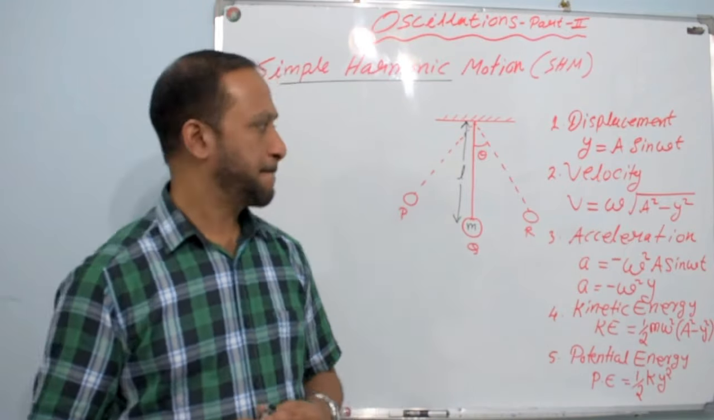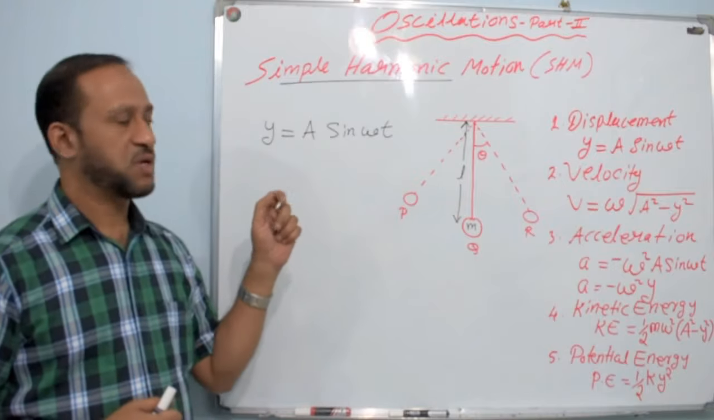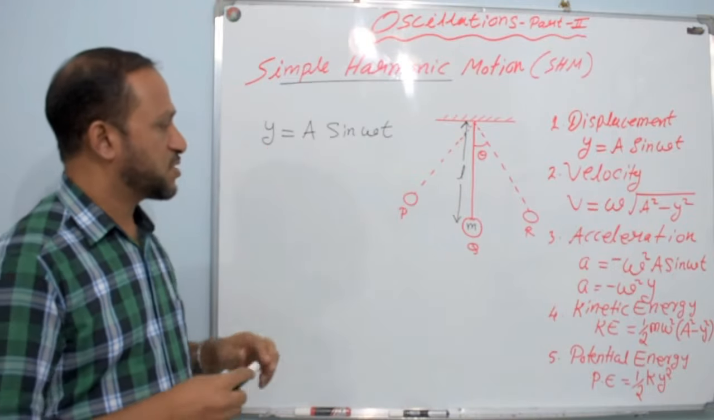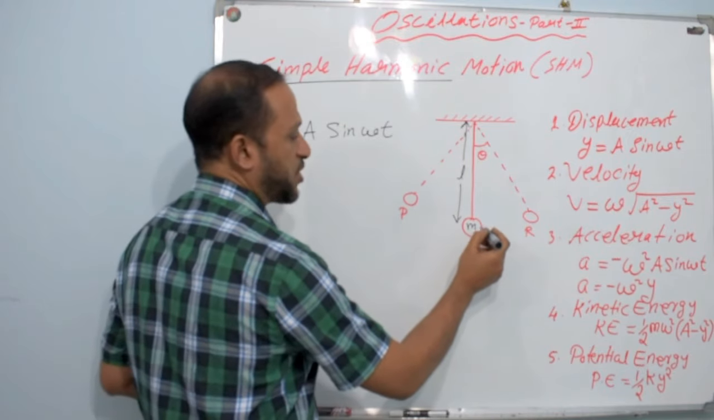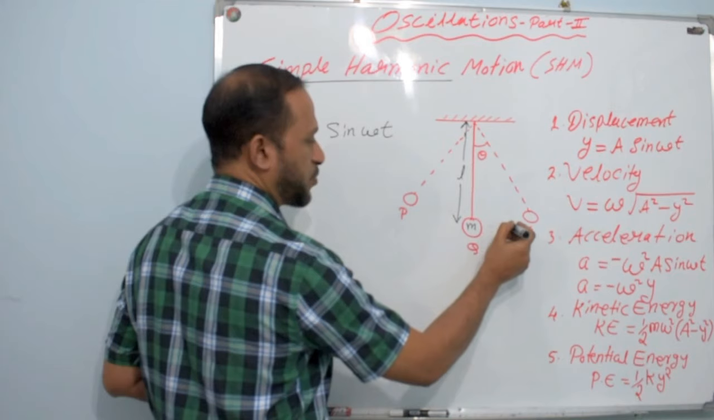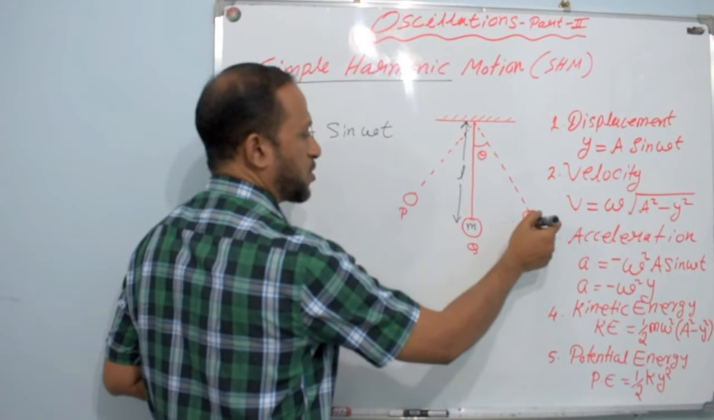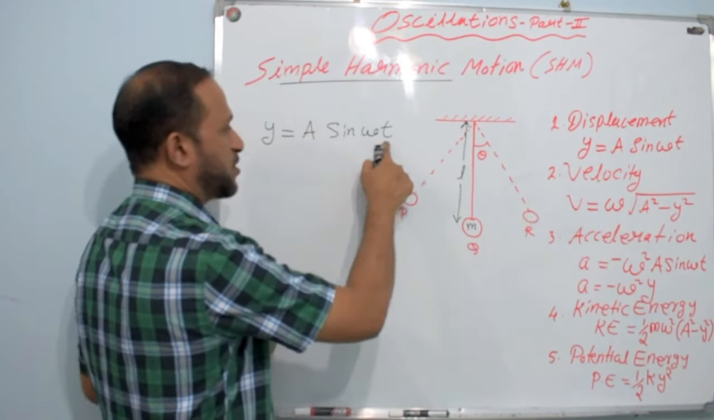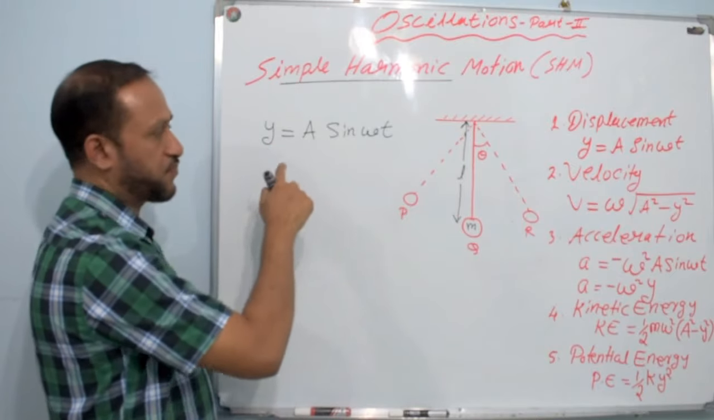First of all, we have seen from the previous class itself that the displacement of an SHM can be written as y is equal to a sin omega t. And you also know in detail about this equation. This y represents the displacement of the oscillator at any instant of time. It can be at the mean position or in between the mean position and extreme position. So at any instant of time t, the y will keep on changing.